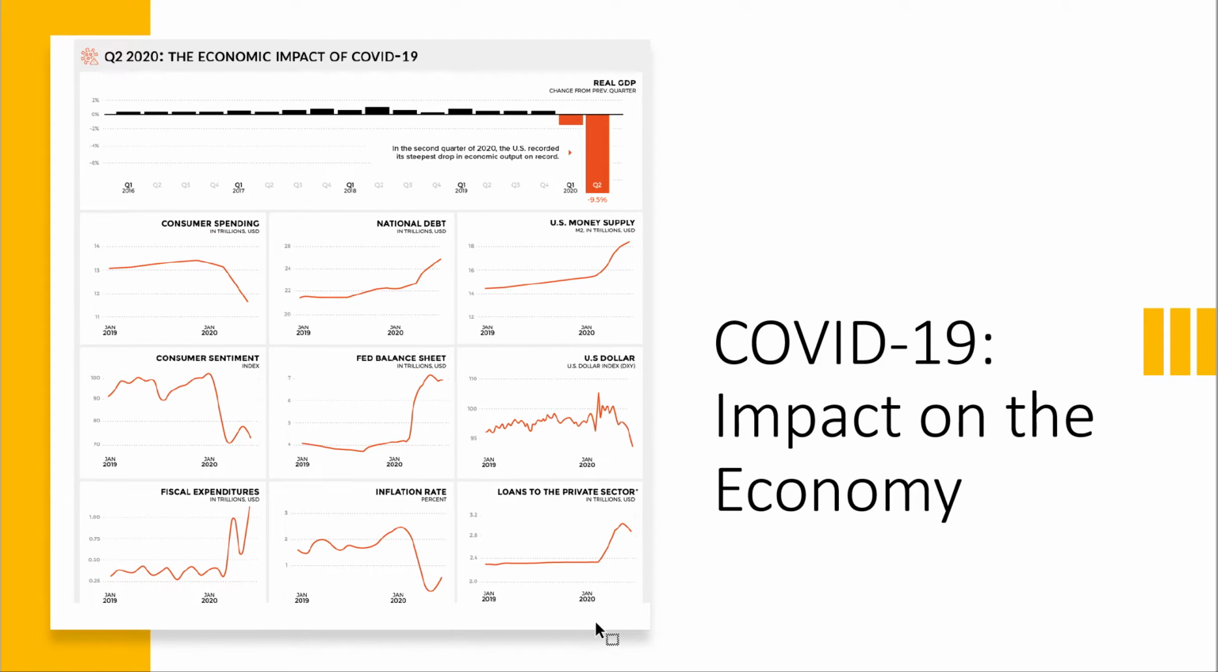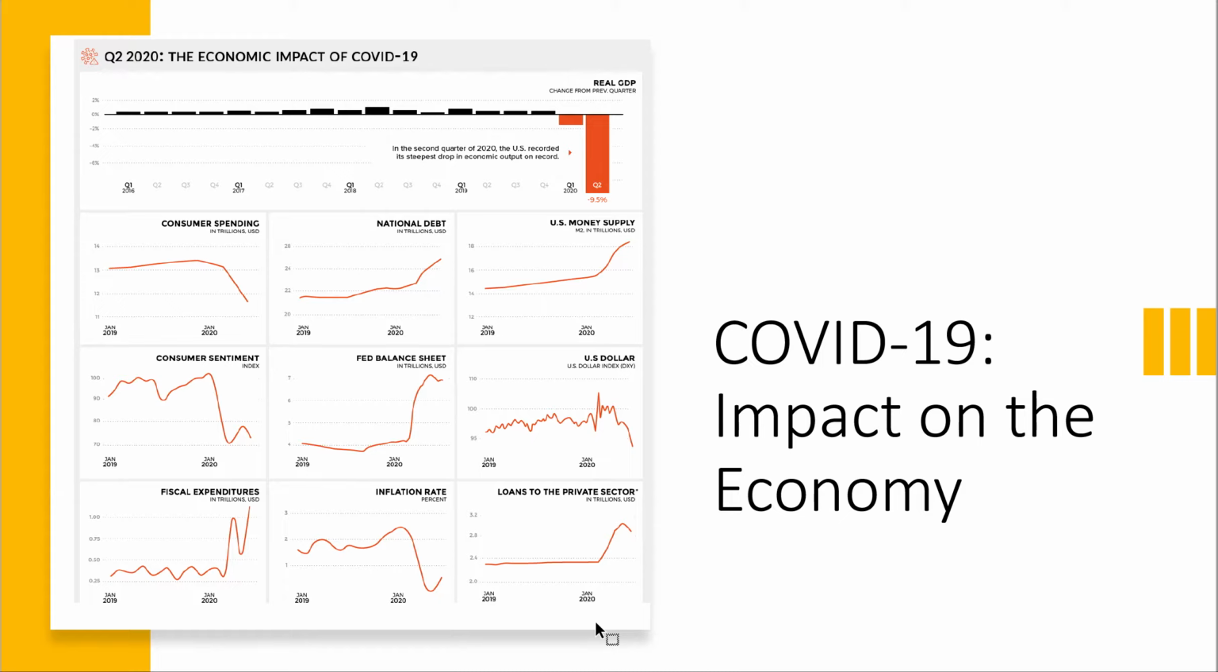Now, what's the impact on the economy? Well, you can see by this graph over here, you look at the very top one, which is real GDP, and you can see that drop in the second quarter of 2020. So that would be April, May, June, and it's nearly a 9.5% drop. It is the steepest drop in economic output on record in the United States.